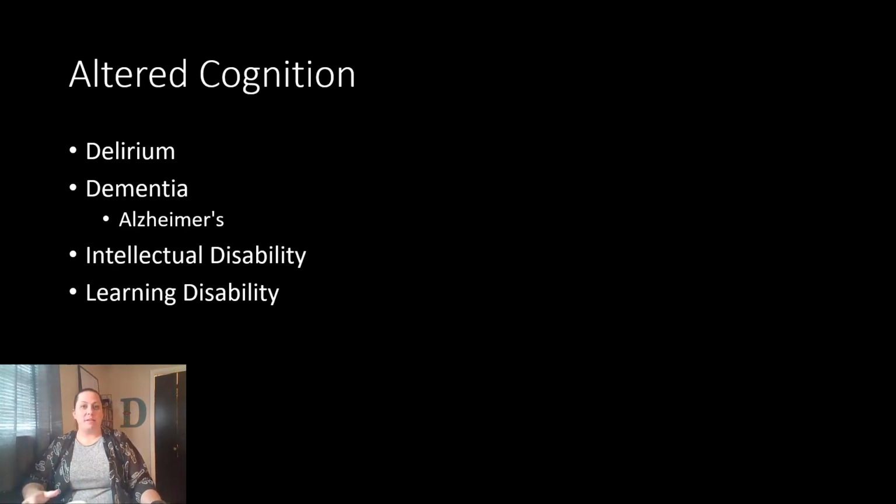So let's talk about some altered cognition that we can see here. So the first one here is delirium. Delirium is a state of disturbed consciousness and altered cognition with a rapid onset occurring over hours or a few days. Guys, this causes a dulled awareness of their environment and reduced ability to focus on things. It will affect memory and judgment.